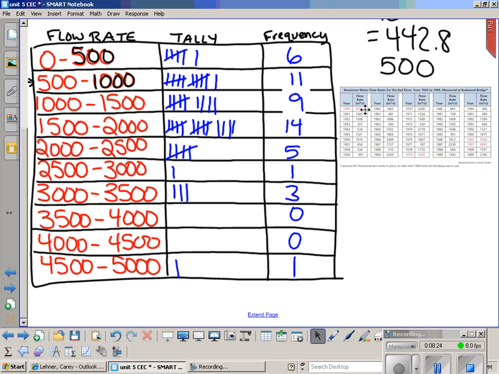Basically what this does is it organizes the data into a table for you so you can maybe see where does most of the flow rate occur. Were there many in that high end? Are there many in the low end? You can just kind of analyze your data from here depending upon what it is that you are looking for.